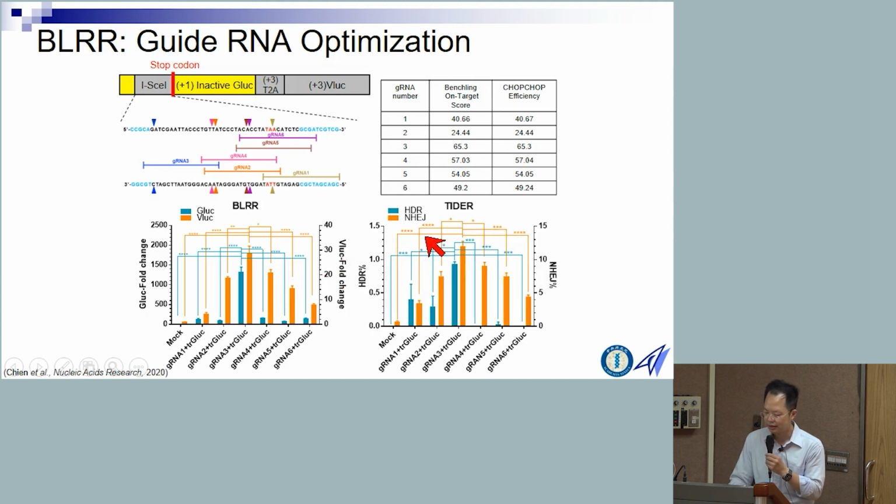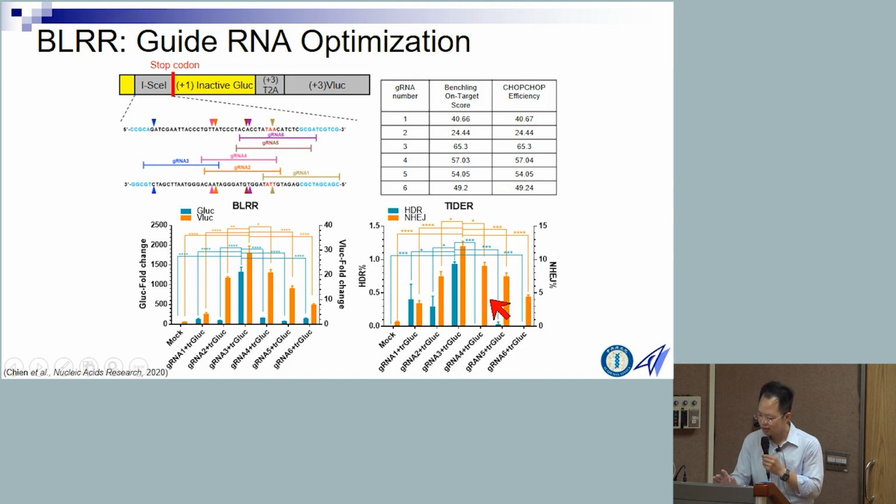And we further did TIDE. So TIDE is a type of, I don't want to use the word cheap man's way of doing NGS, but it's not NGS. Essentially, you just have to sequence it, and then you run it through an algorithm. Then you can assess the indel and the HDR frequency. And what we found is that the pattern detected by our reporter is very similar to TIDE analyses.